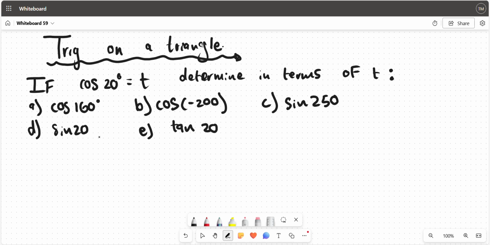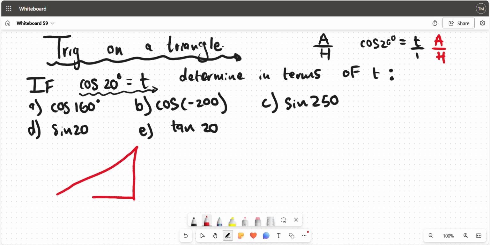First thing we need to do is represent this ratio onto a triangle. So what do I know about cos? I know that cos is adjacent over hypotenuse. That is the fraction of cos. So if I'm given that cos 20 degrees is equal to t, then I can represent that as a fraction, t over 1. And this helps me because I know that the t is my adjacent and the 1 is my hypotenuse. So let's represent this on a triangle.